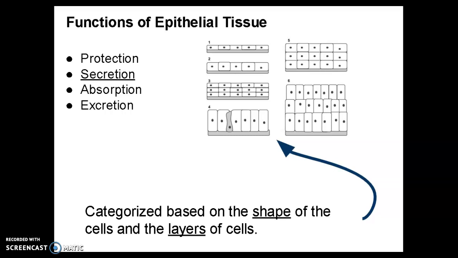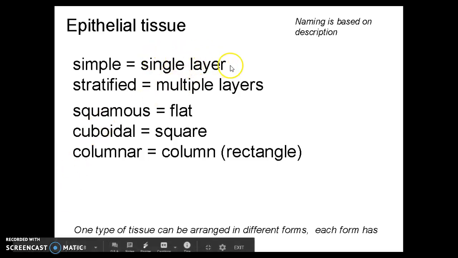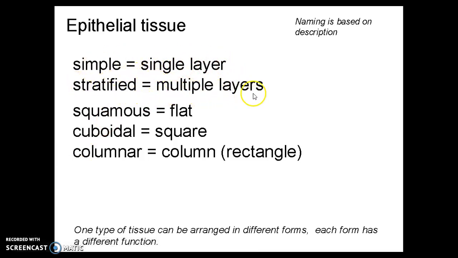How we classify epithelial tissues is based on two things. First, the shape of the cells, and then the number of layers of the cells. This is how we name epithelial tissues. Naming is based on the description. So if a tissue is classified as simple, cells are arranged in a single layer. If it's stratified, that means multiple layers. So simple, one layer, stratified, multiple layers.